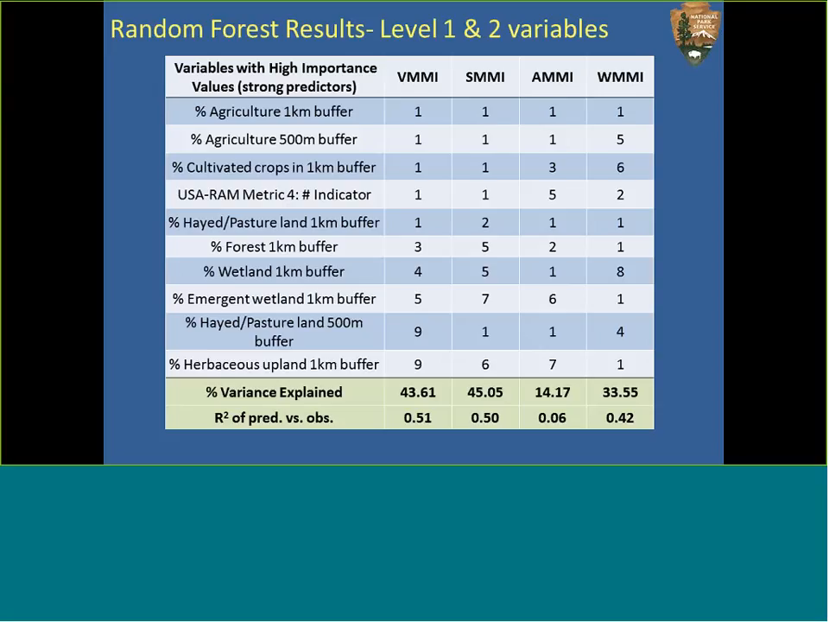And so what you see is that agriculture in the buffer was a really strong predictor of the vegetation, soil, algae and water MMI, particularly for the vegetation and soil MMI. We also explained quite a bit of the variance in the data and have relatively high R squared for both the vegetation MMI and the soil MMI. The water MMI was a little lower. A lot of that has to do with sample size. And then again, the algae was the weakest performer.